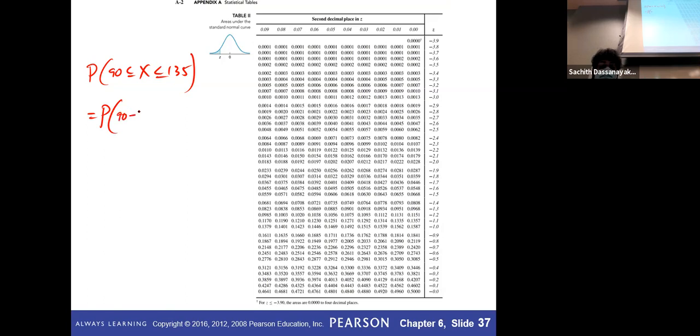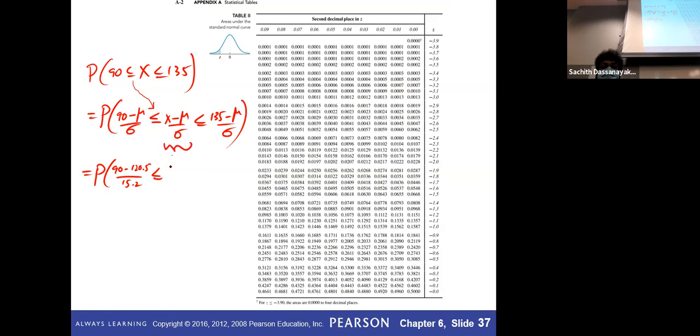So 90 minus mu divided by sigma. Keep these symbols, okay? Don't flip them. X minus mu divided by sigma less than or equal 135 minus mu divided by sigma. Okay, same thing. Equals probability of 90 minus 120.5 divided by 15.2 less than or equal, again this one becomes C, our notation, less than or equal 135 minus 120.5 divided by 15.2.